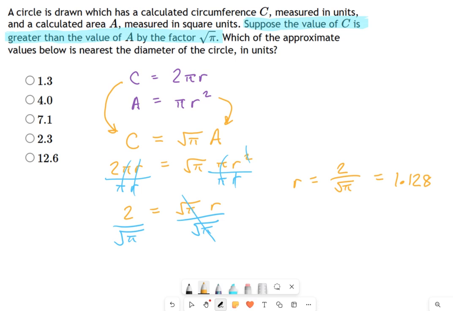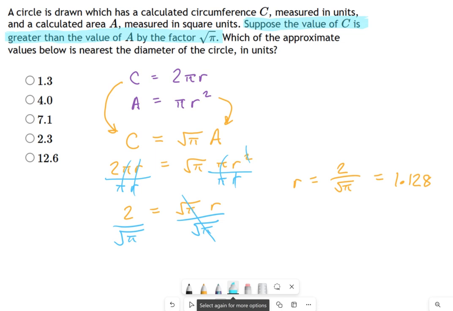Now, look what else this is asking. It's saying not what's the... this is kind of weird. 2 divided by square root pi. I'm going to do this something wrong here. Near closest to diameter. Well, times 2. Oh, these are out of order. How interesting. Okay.